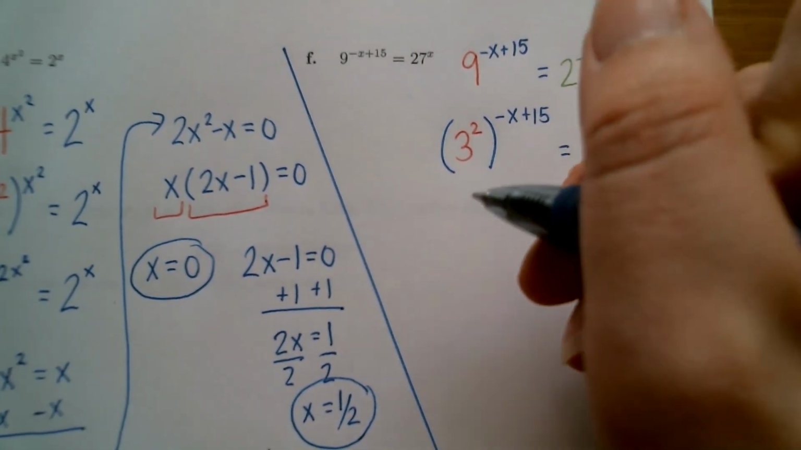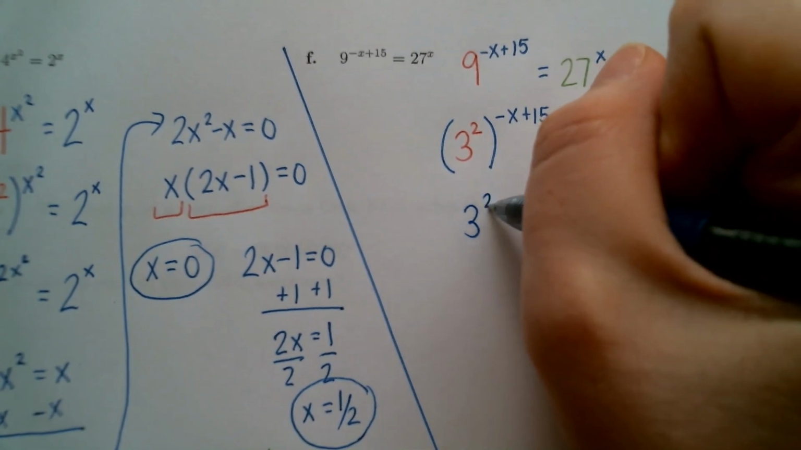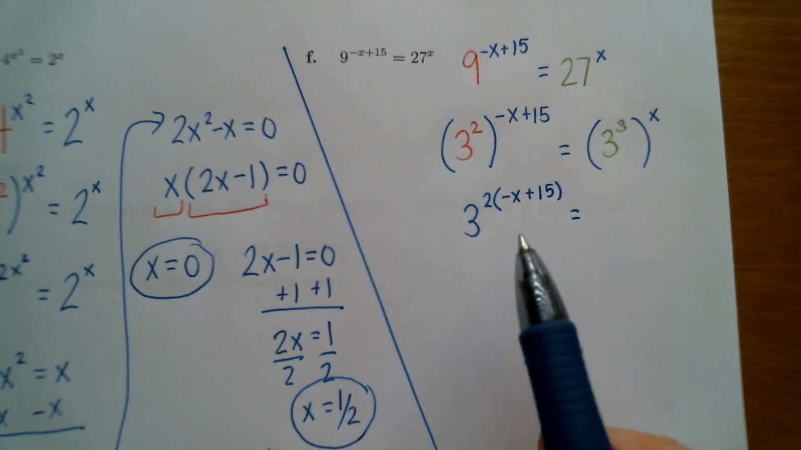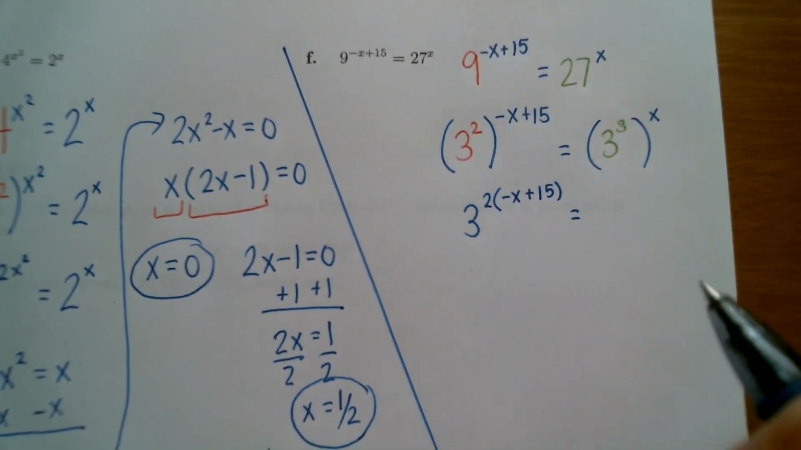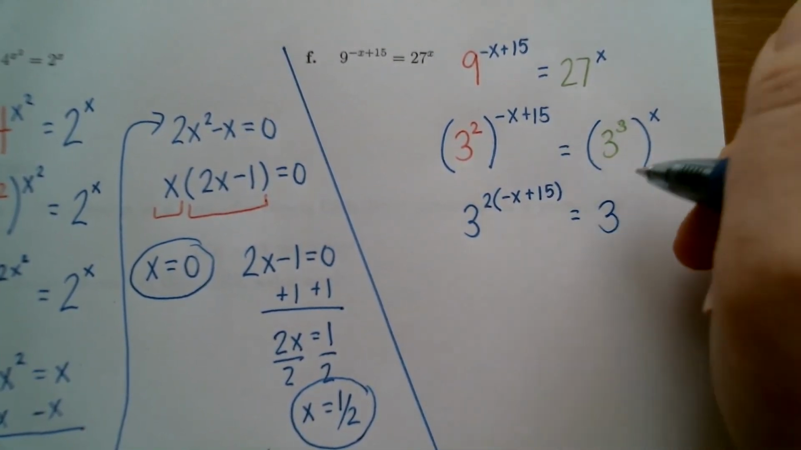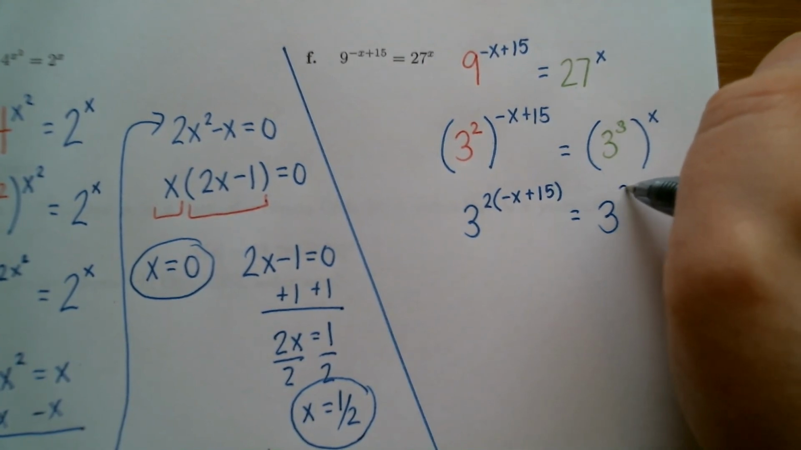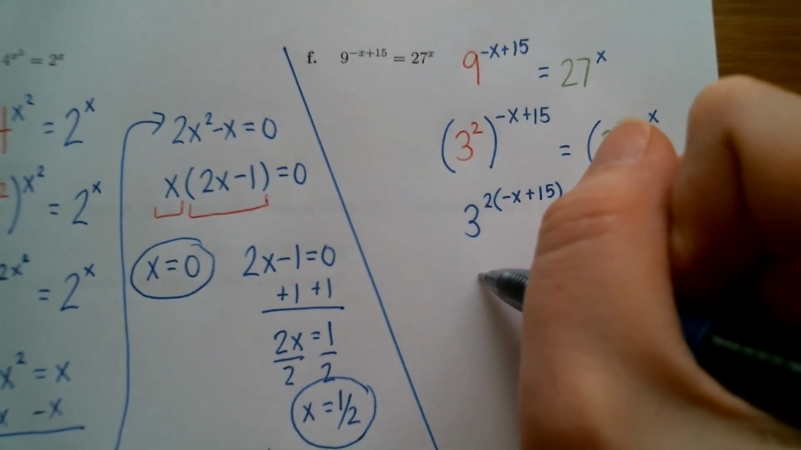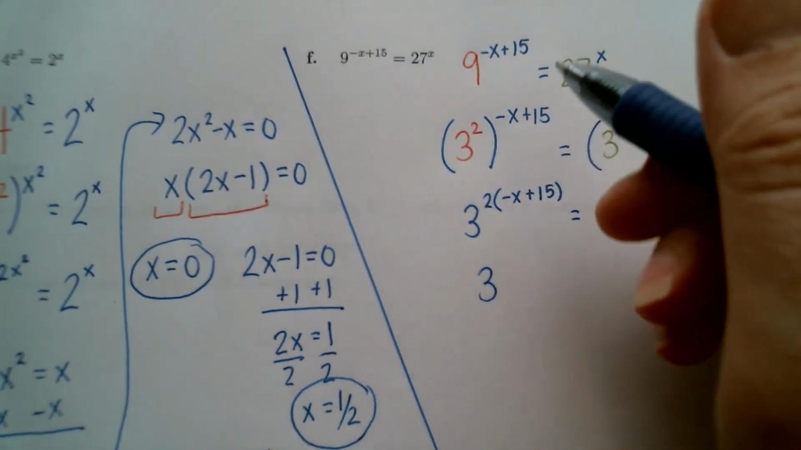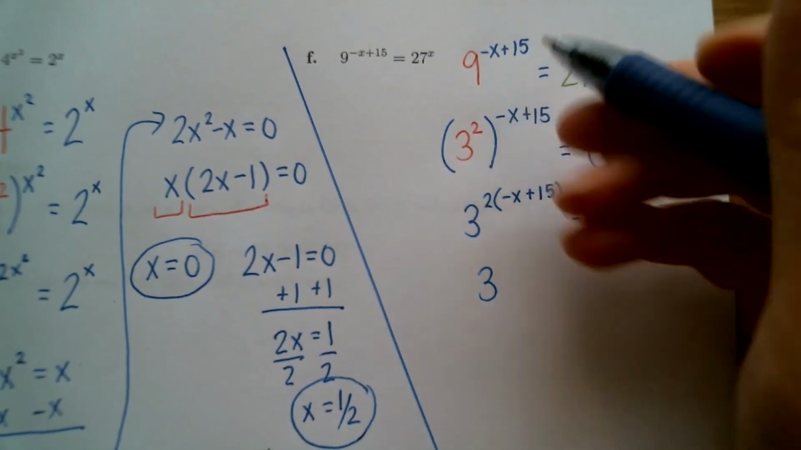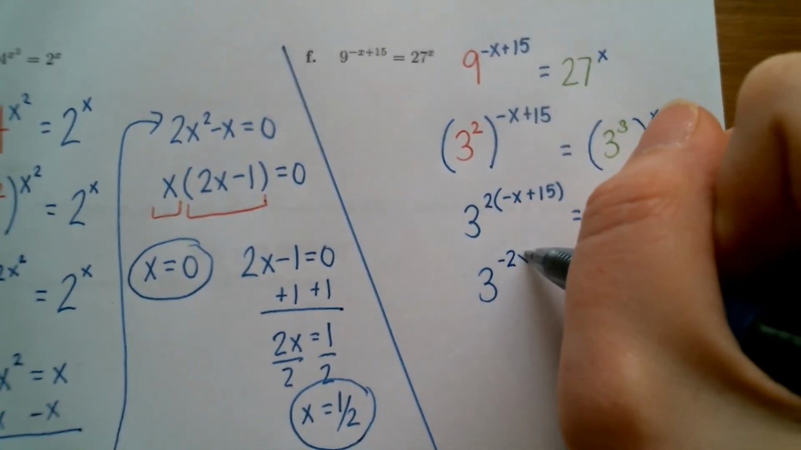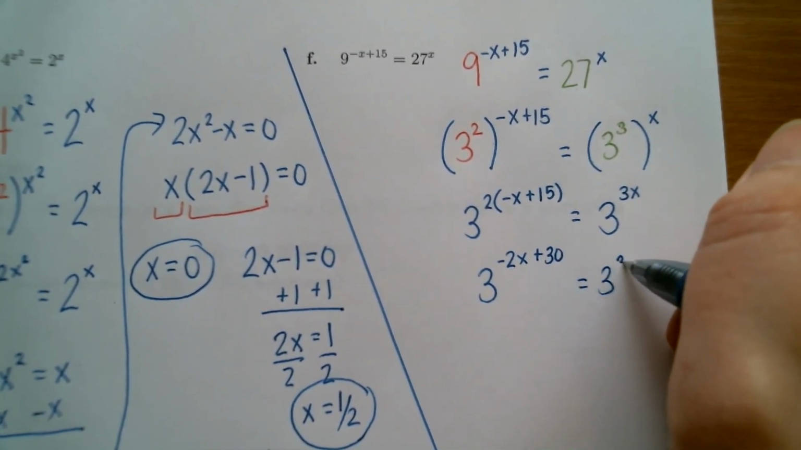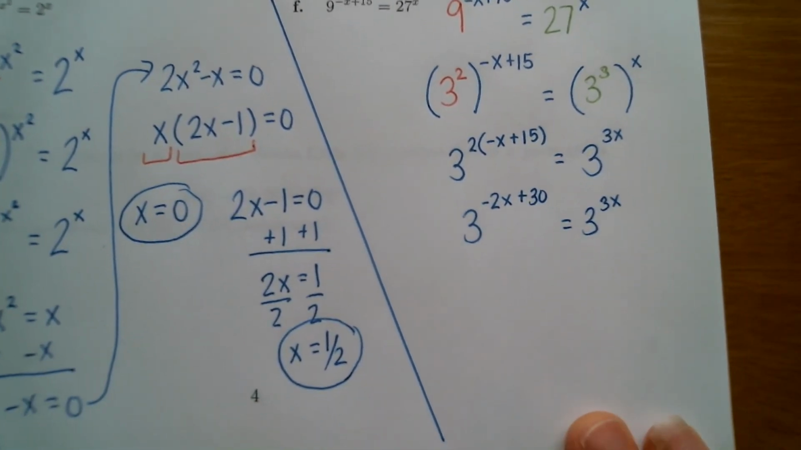On this left side, the base is going to be 3. You have to multiply the exponents here. Be careful, you're going to have to distribute. And on this right side, multiply the exponents. So the base will be 3, the exponent will be 3x. Like I said, you have to distribute on the left side because it's going to be 2 times all of this. So your exponent is going to be negative 2x plus 30. So that's what you should get at this point.